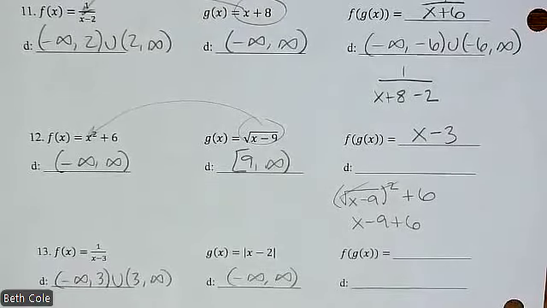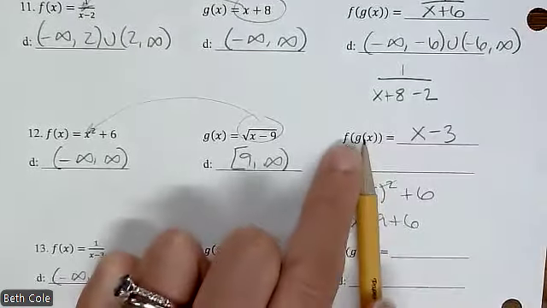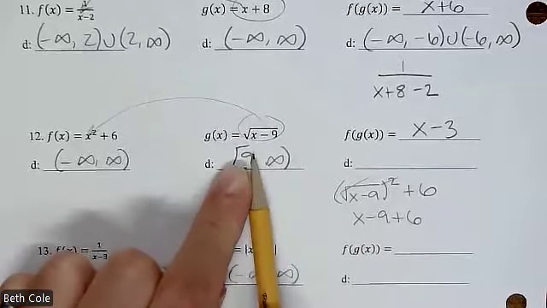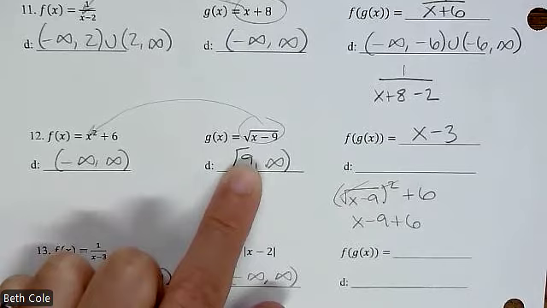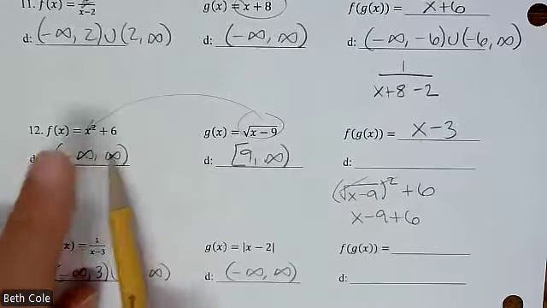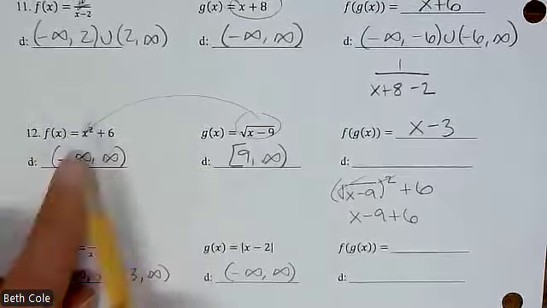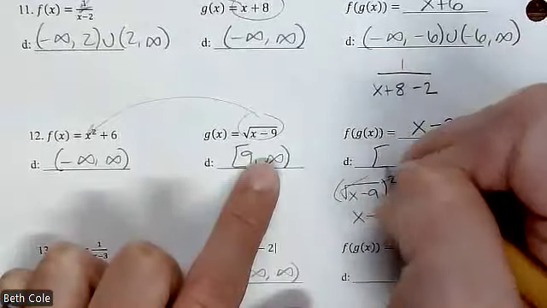Good. So which one's the inside one? G. Does G have a restriction? Yes, that means we keep it. Does the outside one have a restriction? No. So you do not need to set up a problem. You just keep this. That's your answer.